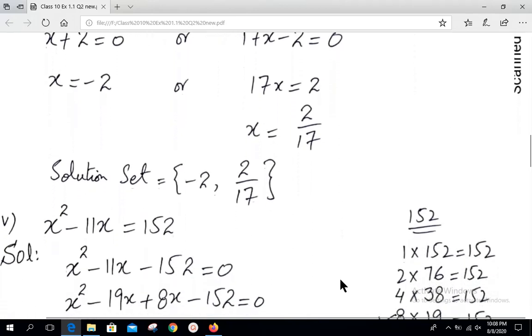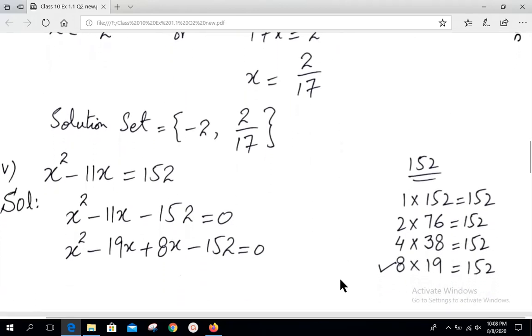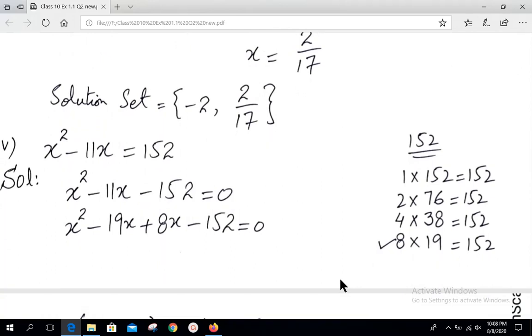The equation is x square minus 11x is equal to 152. In the very first step, shifting the constant towards the right hand side, we have x square minus 11x minus 152 is equal to 0. Now look here, the coefficient of x square is only 1, the constant number is 152. So for the same 152, you need to find out its factors. Clearly 1 into 152, very simple.